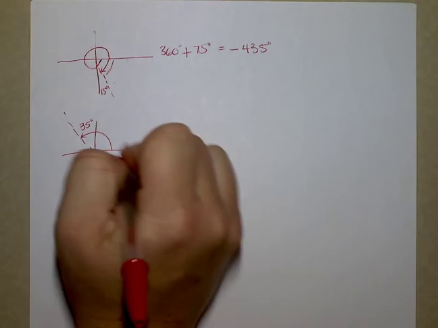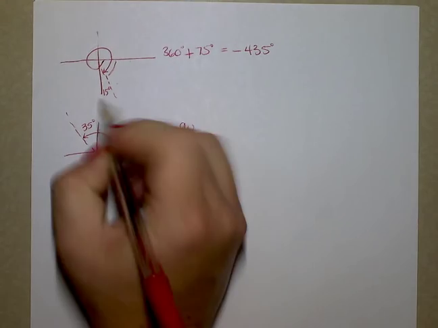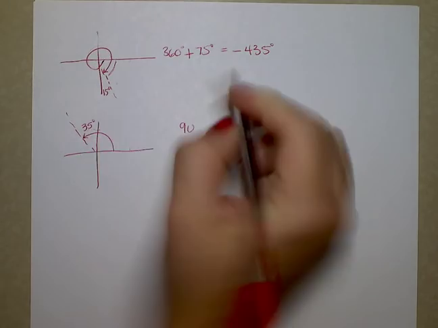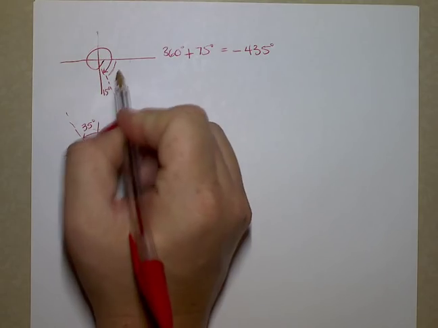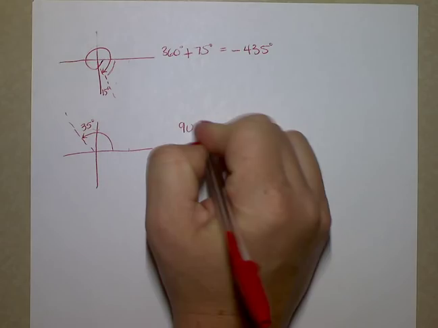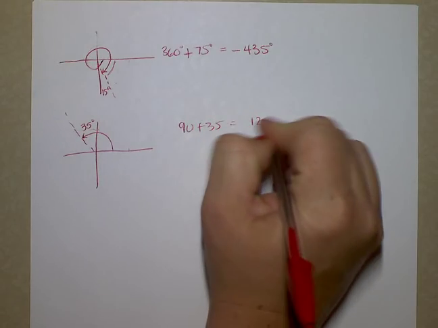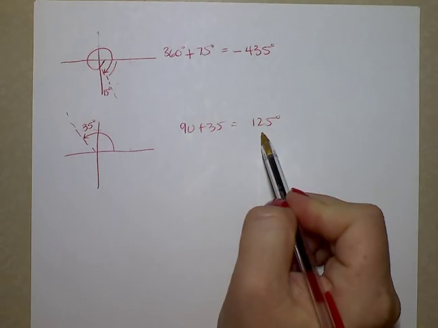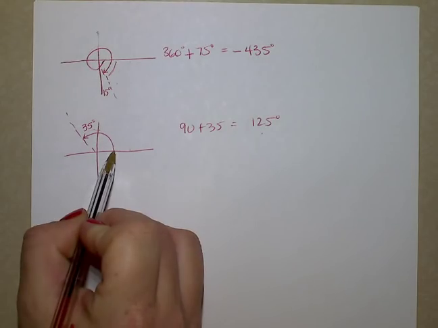First quadrant is 90. And I've used 35 of this. You have to make sure you see where is the measurement. I've used the 35. 90 and 35 is 125. Why is this answer positive and this one is negative? Because I went upward from the starting point instead of downward.